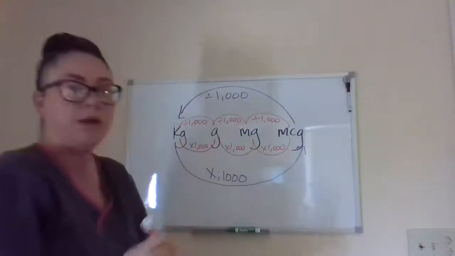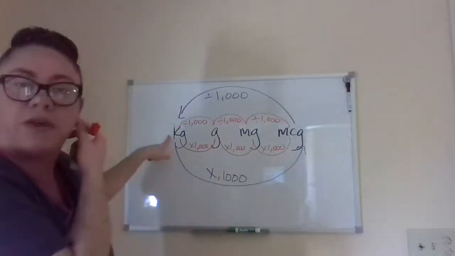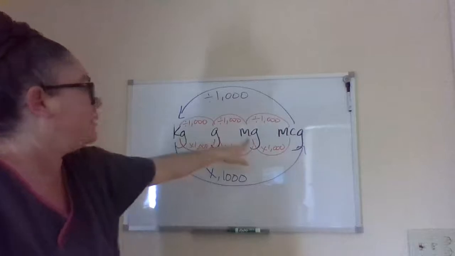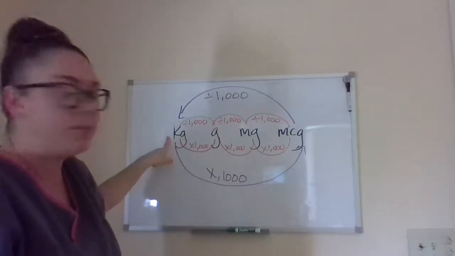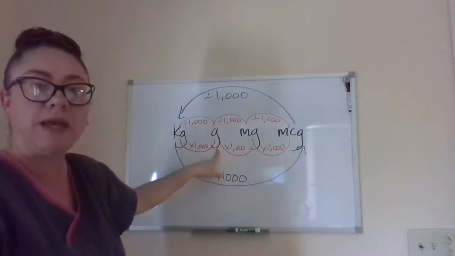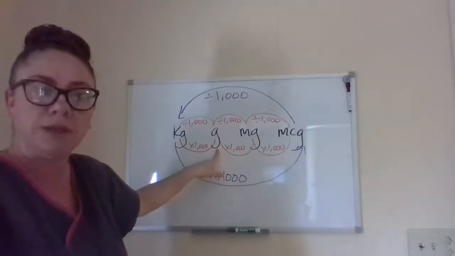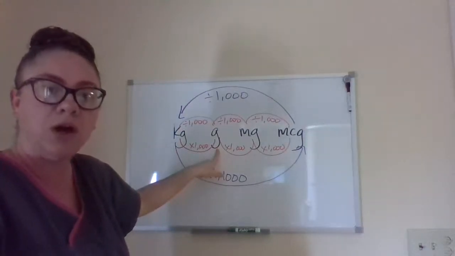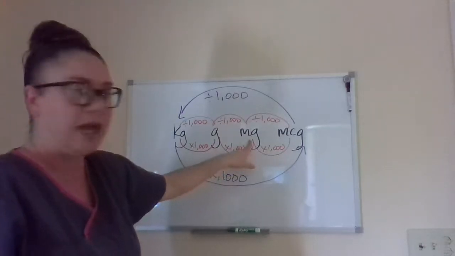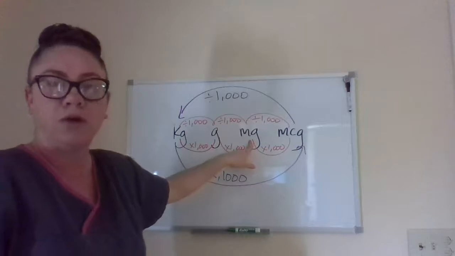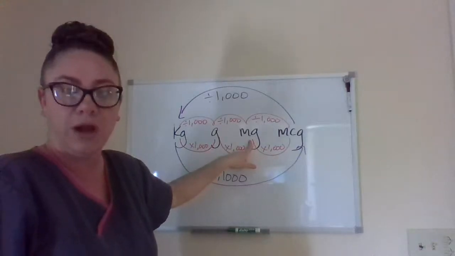So if I'm starting off with kilograms, and I'm moving to milligrams, I'm going to multiply my kilogram number by 1,000 once. That gives me my answer in grams. I still have one more space to go. I'm going to multiply that answer by 1,000 again, and that will be your corresponding amount in milligrams.